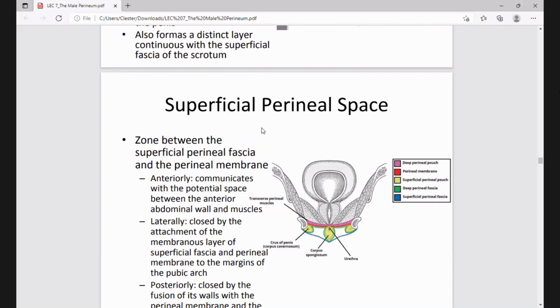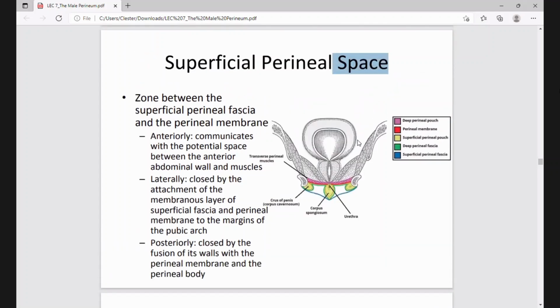Now let's discuss about the spaces. The spaces in the perineum are also called pouches. Meron pang superficial perineal space or superficial perineal pouch. Meron pa din deep perineal pouch. So what will demarcate one from the other? First, we go to the superficial perineal pouch. It is the zone between superficial perineal fascia and the perineal membrane.